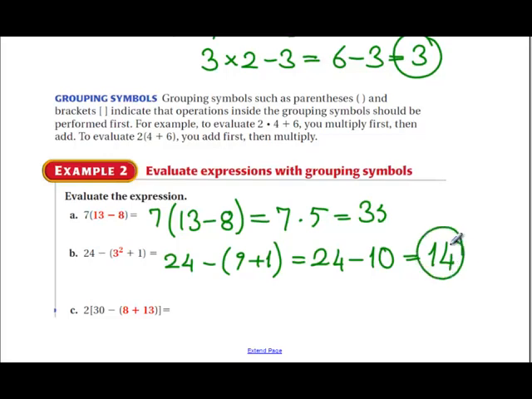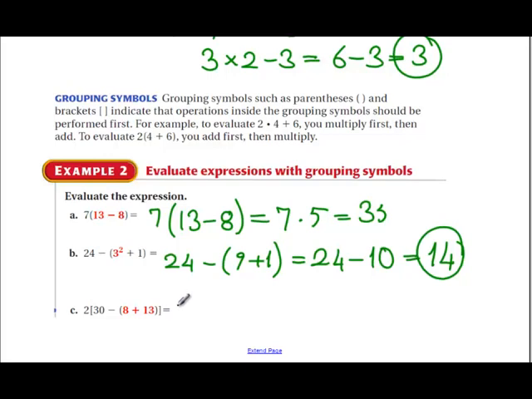When we look at this third question, we have 2 grouping symbols, one pair of parentheses and one pair of brackets. And when we look at the operations inside the bracket, we see a subtraction and parentheses.